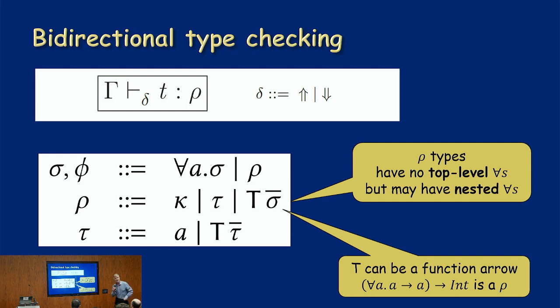So sigma types and phi types are going to be ones with quantifiers at the top. So here are the foralls, right? We can have an arbitrary number of foralls, and then we end up in a row. And what happens when we get a row? Well, we can have arrows and lists and so forth.